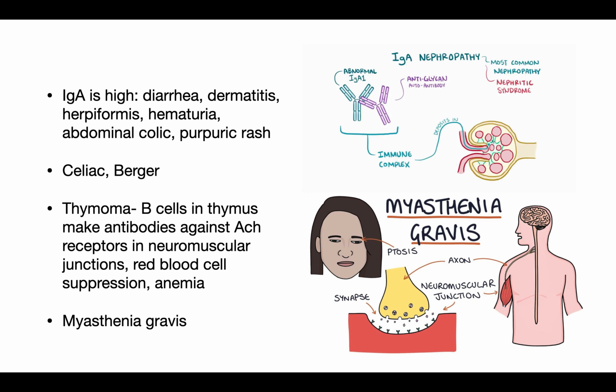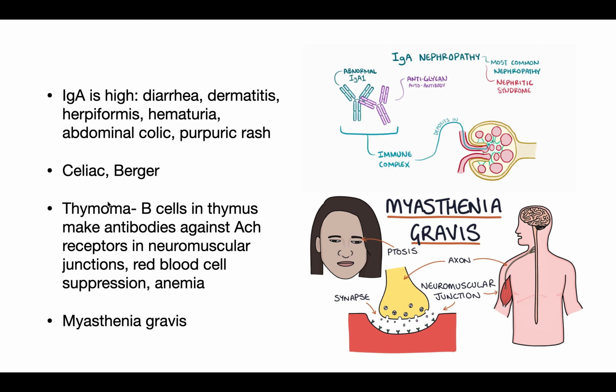So in celiac or Berger's disease, the IgA is high. So it's going to result in the IgA nephropathy, where there is going to be nephritic syndrome, and that's due to the deposition of the IgA. That is also going to manifest in the gut as diarrhea, dermatitis, hematuria, abdominal colic, and the rash because of the autoimmune aspect of it.